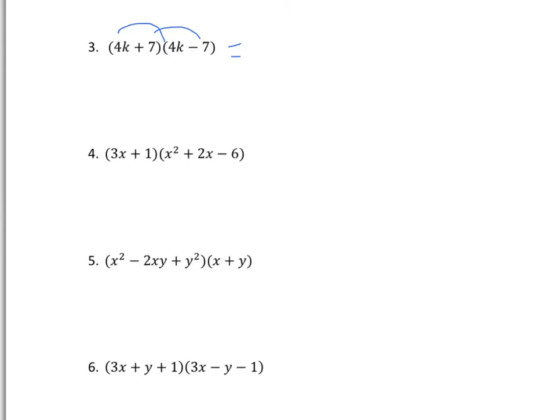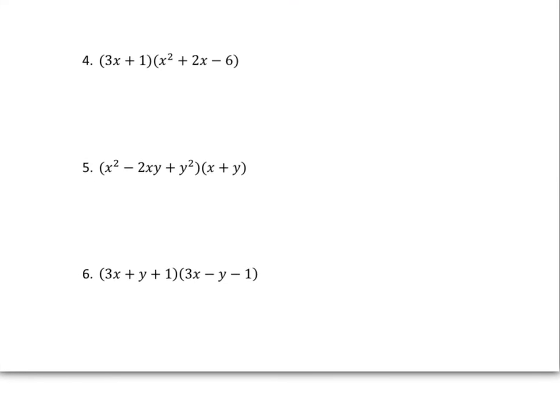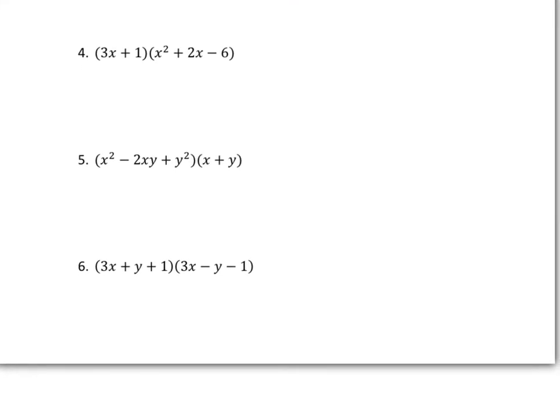Once again, you could of course FOIL. You're going to get the same answer. You're going to get some cancellations. So this could just be 16k squared minus 49. All right, a little bit more difficult ones. We're going to get beyond the binomials, and we're going to add some trinomials in here. So we have a binomial times a trinomial here.